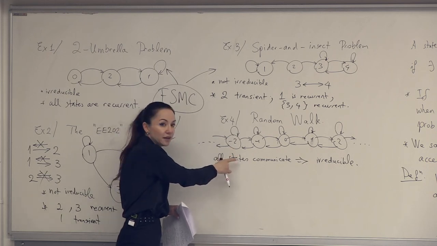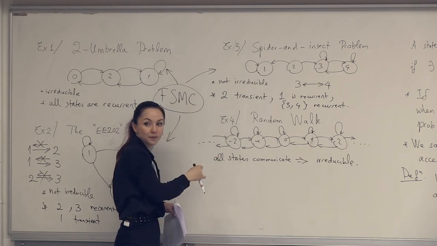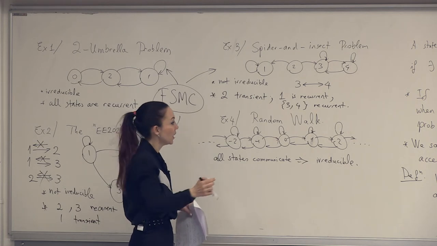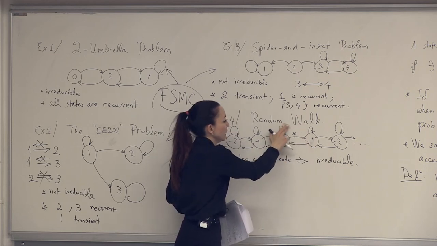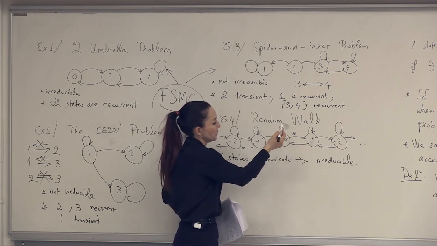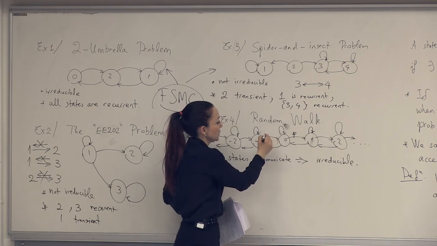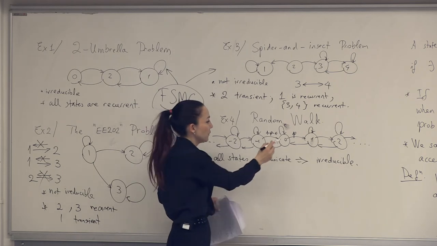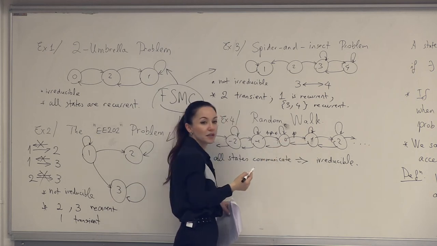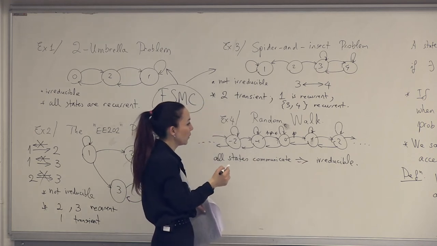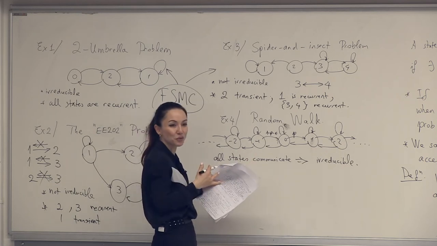We cannot really say that just because it is irreducible and all states communicate with each other, that they're all recurrent, because it will depend on this probability. Suppose the probability of going to the right is P, and this is epsilon, this is 1 minus P minus epsilon. If P is greater than a half, this chain will be transient. In fact, the only case where the states here are recurrent is the case when the probability of going to the right is equal to the probability of going to the left.